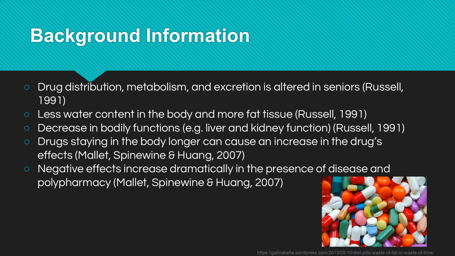With a decrease in renal function and less total body water, drugs can become concentrated in the body and cause adverse effects. As you can imagine, these negative effects that occur in healthy aging adults increase dramatically in the presence of disease and polypharmacy. Elderly people who take many different drugs for different ailments are at high risk of toxicity, organ failure, bradycardia, sedation, confusion, and falls because of drug interactions.